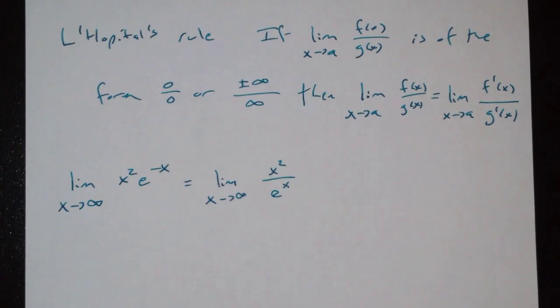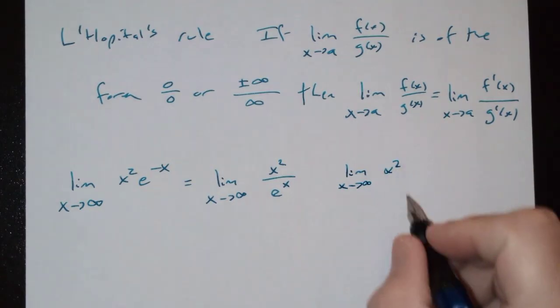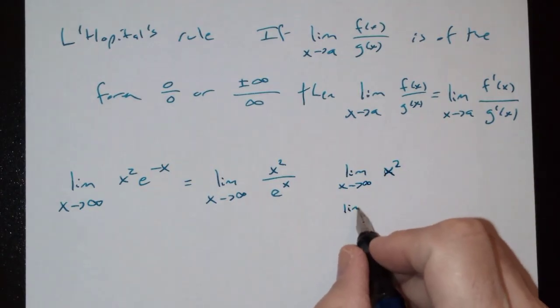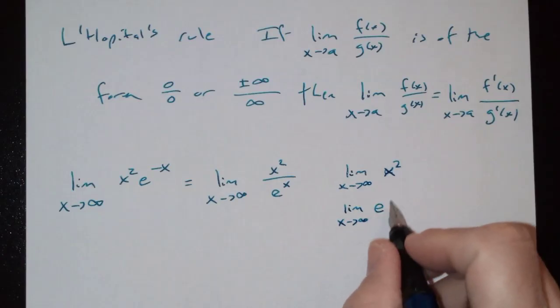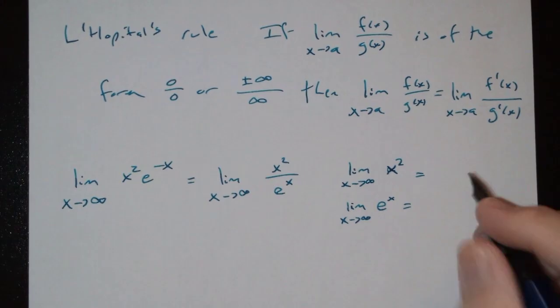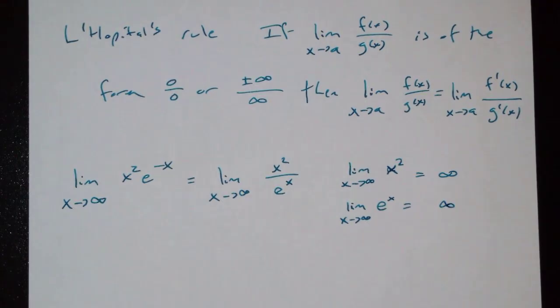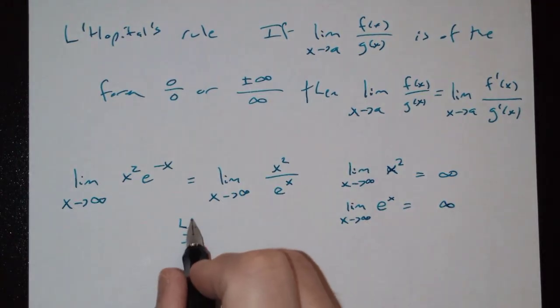Is this going to look like the right thing? Well, what is the limit as x goes to infinity of x squared? What is the limit as x goes to infinity of e to the x? Both those limits go off to infinity. X squared is the parabola, e to the x is my x. Wonderful, marvelous. This is exactly the indeterminate form I'm looking for. So I'm going to do L'Hopital's rule.